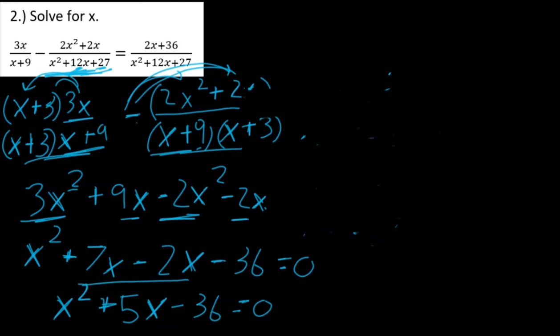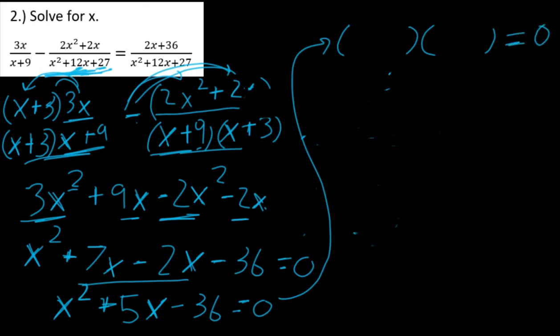switch back to this. Okay, so what we want to do is take this equation right here and factor it. So of course we know that x times x gives us x squared. That's the easy part. So we'll put an x right there, x, and x. Perfect. Now the question becomes, what two numbers multiply to be negative 36 and add up to be positive 5?